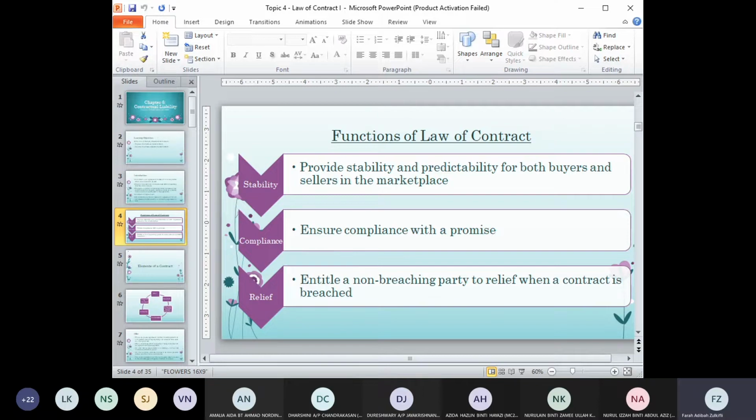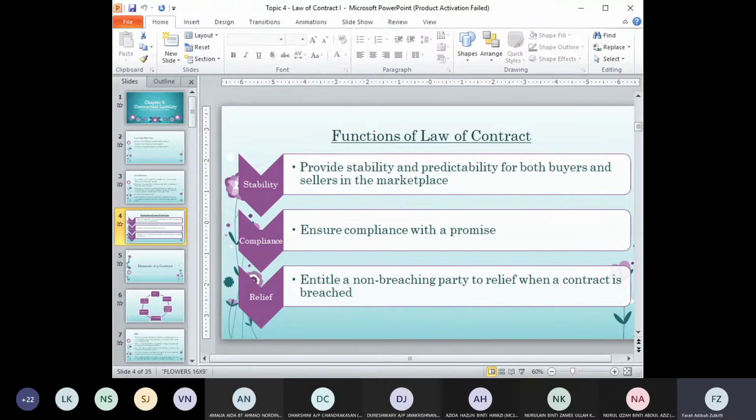The second function of the law of contract is that it assures compliance with a promise. This is more like when we are talking about a formal contract, a written contract between two parties. When you have a contract between two parties, you can ensure compliance with the promise. So you can be sure that when someone has signed a contract with you, that person will comply with whatever they agreed to do inside the contract. So for example, if you have a contract to supply things, you can make sure. Inside the contract, you will put that the agreement is between A and B.